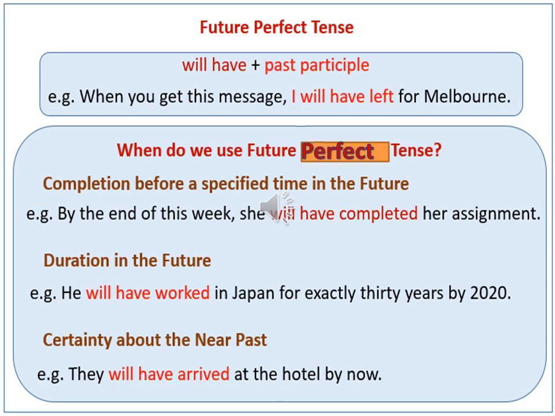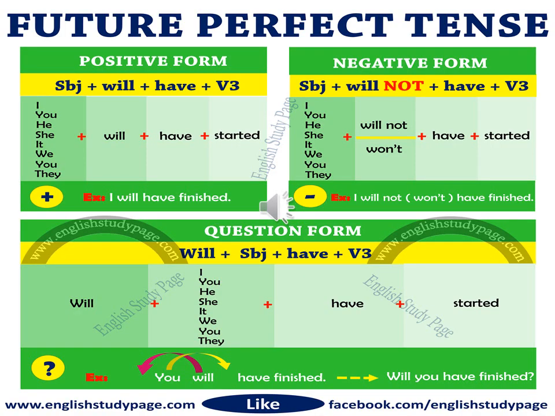Now, let us see the structure of future perfect tense. In case of an assertive or a positive sentence, the structure is subject plus will or shall plus have plus third form of the verb plus object. In case of a negative sentence, the structure is subject plus will or shall plus not plus have plus third form of the verb plus object.